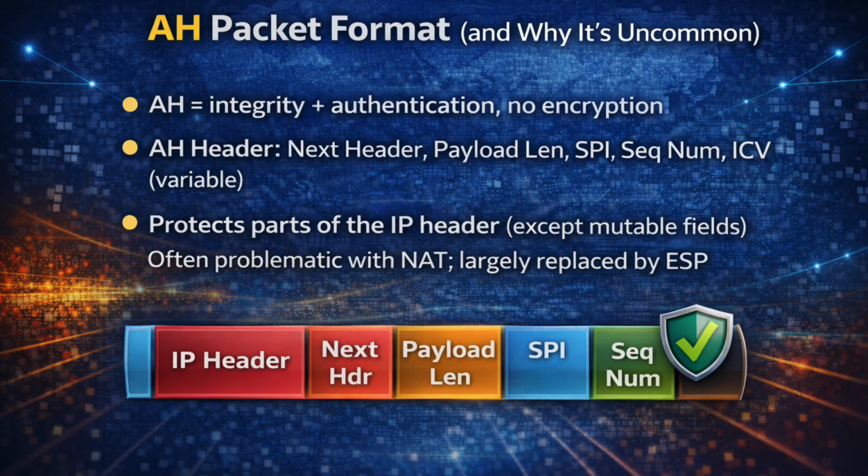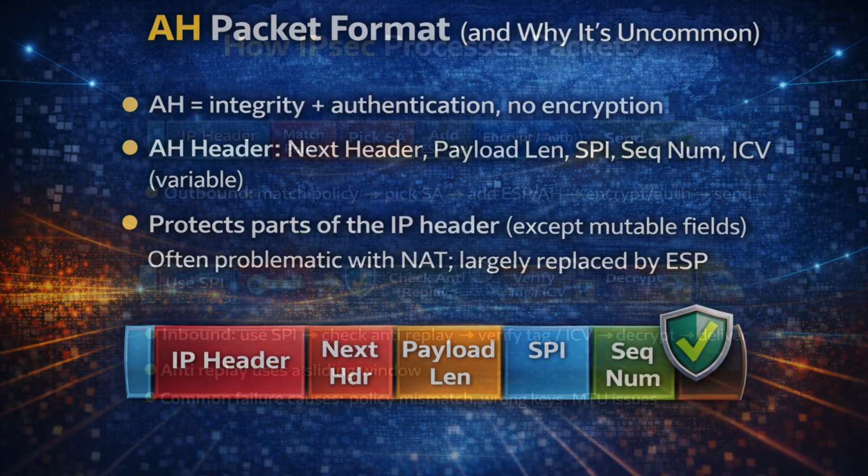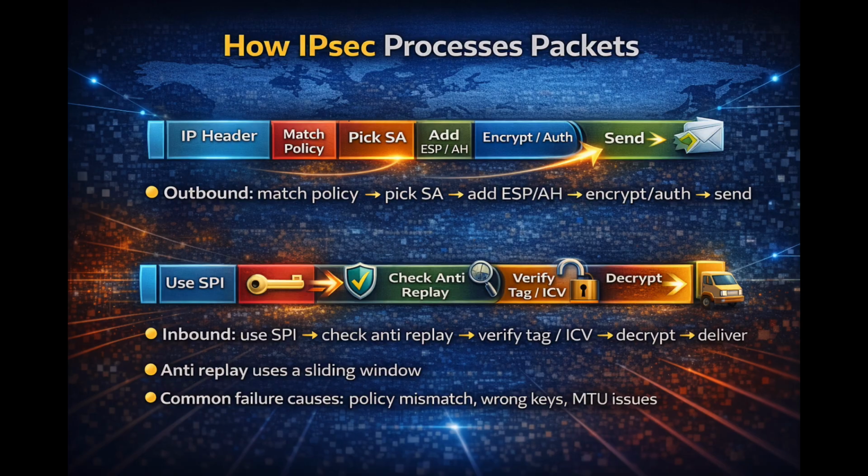One subtlety is that AH can cover parts of the IP header too, except fields that are expected to change in transit, like TTL. So why is AH uncommon today? Real networks often do NAT, and NAT changes IP addresses and sometimes ports, exactly the kind of changes that can break AH validation. ESP can provide integrity as well, and with fewer deployment headaches, so it's the default choice in most designs. Let's walk through the life of a packet.